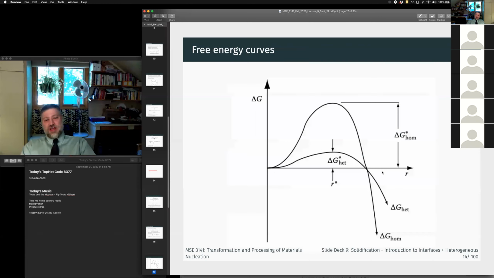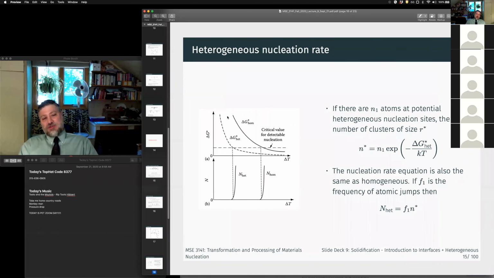And so what this translates to, if we look at our free energy curves, is we get a greatly reduced activation barrier for a given undercooling. Our critical radius remains the same. Our critical volume is much smaller. And what that translates to is, if we consider that we still need this minus 78 kT undercooling, it means that our heterogeneous nucleation rate is going to take off at a much, much smaller undercooling than our homogeneous. It still looks like a step function because our Boltzmann statistics are still the same.